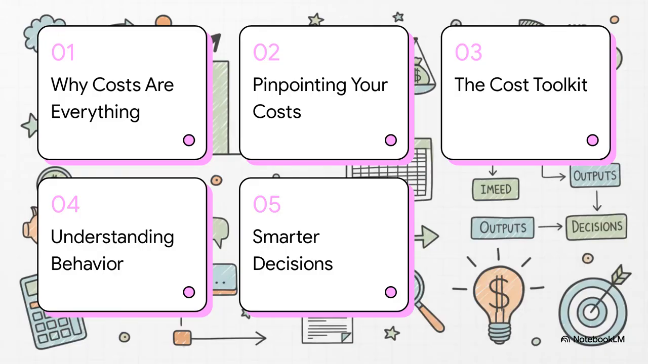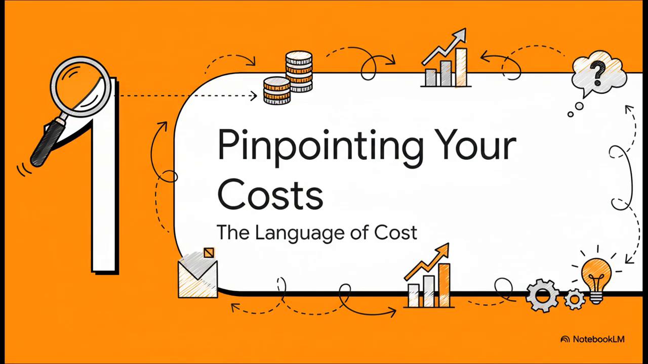So here's our game plan. We're going to start by pinpointing your costs, just to get the language right. Then we'll build out our cost classification toolkit. After that, we'll get into understanding cost behavior, which is super interesting. And finally, we'll put it all together to start making smarter decisions. Ready? Let's do it. All right, first up, pinpointing your costs.